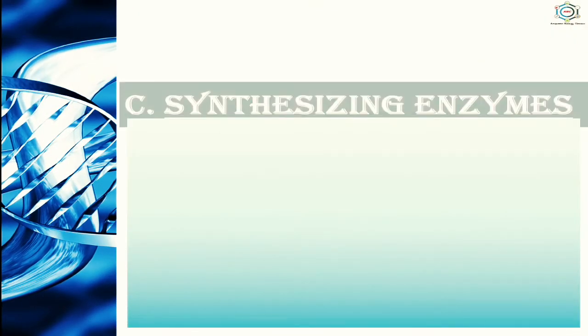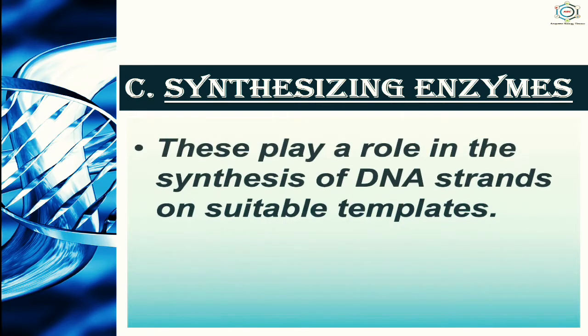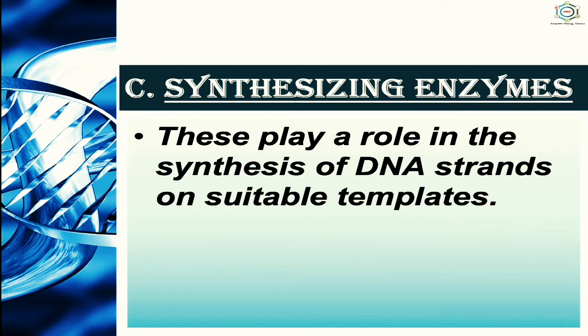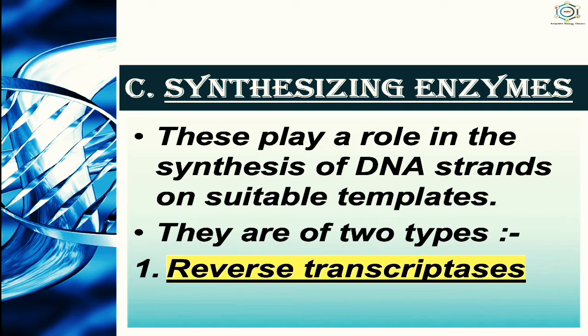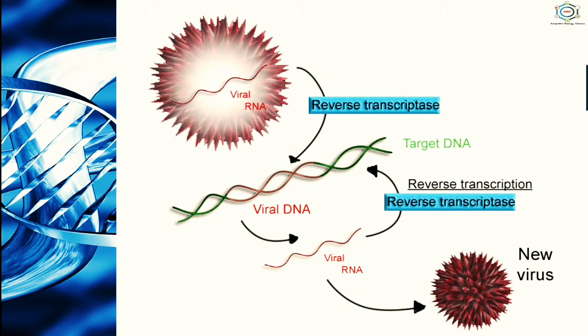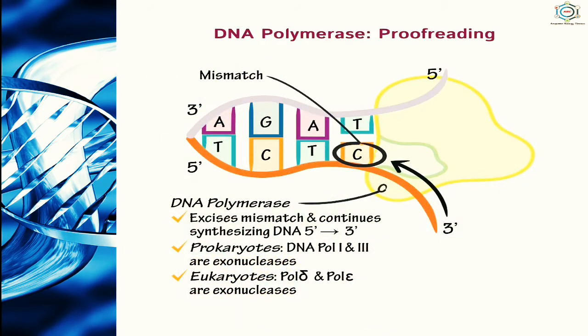Now, the third enzyme is synthesizing enzymes. These synthesizing enzymes play a role in the synthesis of DNA strands on suitable templates. There are two types, in which the first one is reverse transcriptase. Here in this picture you can see the role of reverse transcriptase, which helps in the synthesis of complementary DNA strands on an RNA template. And the second is DNA polymerases, which aid in the synthesis of complementary DNA strands on DNA templates. DNA polymerase is used for proofreading.